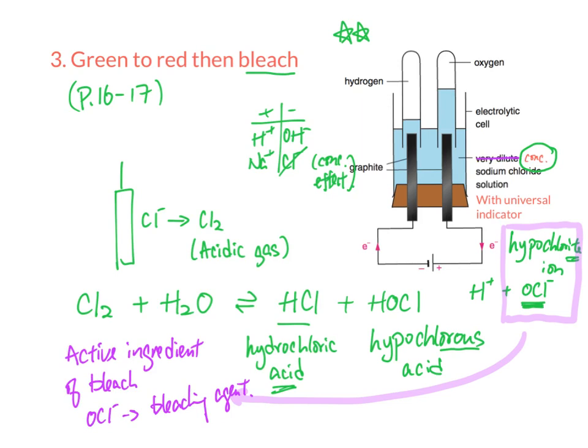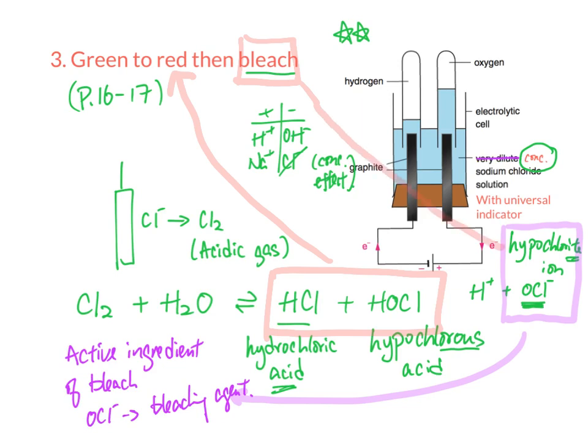That's why at the very beginning it starts from green, the original color of the indicator, and first turns to red. Why will it be red? Because of these two things, both of them are acids, so they will turn red. Then the color will be bleached, because we got hypochlorite ion. So the color around the solution will first be some red color, and afterwards it will turn into bleach, that means colorless again.